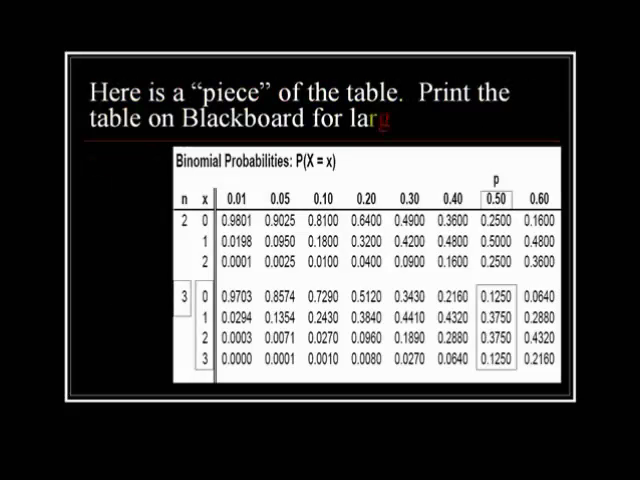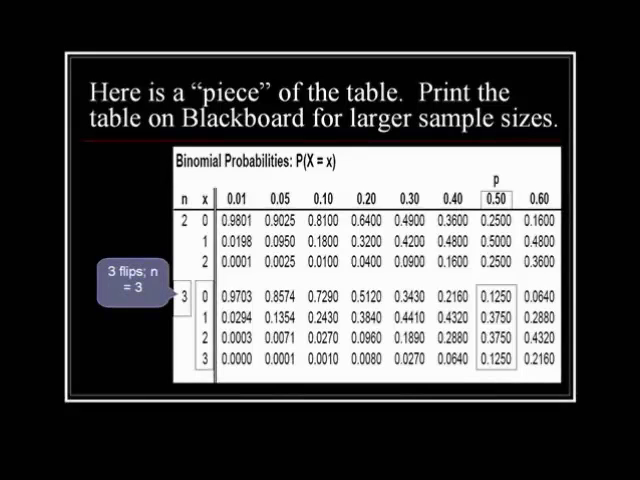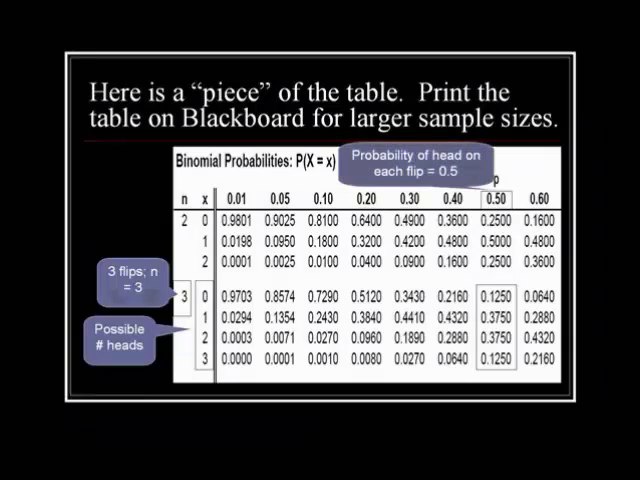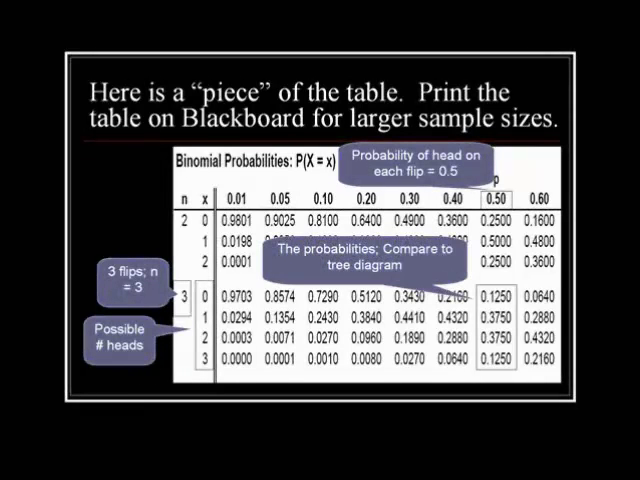So here's just a piece of the table, and you can see here that I've got n at this part of the table. N could be 2 or 3. We did 3 flips, so we go down to n equal 3. And then the possible number of heads, 0, 1, 2, or 3. Go up to the top and get the probability of a head on each flip. That was 0.5. And then here we've got the probabilities.